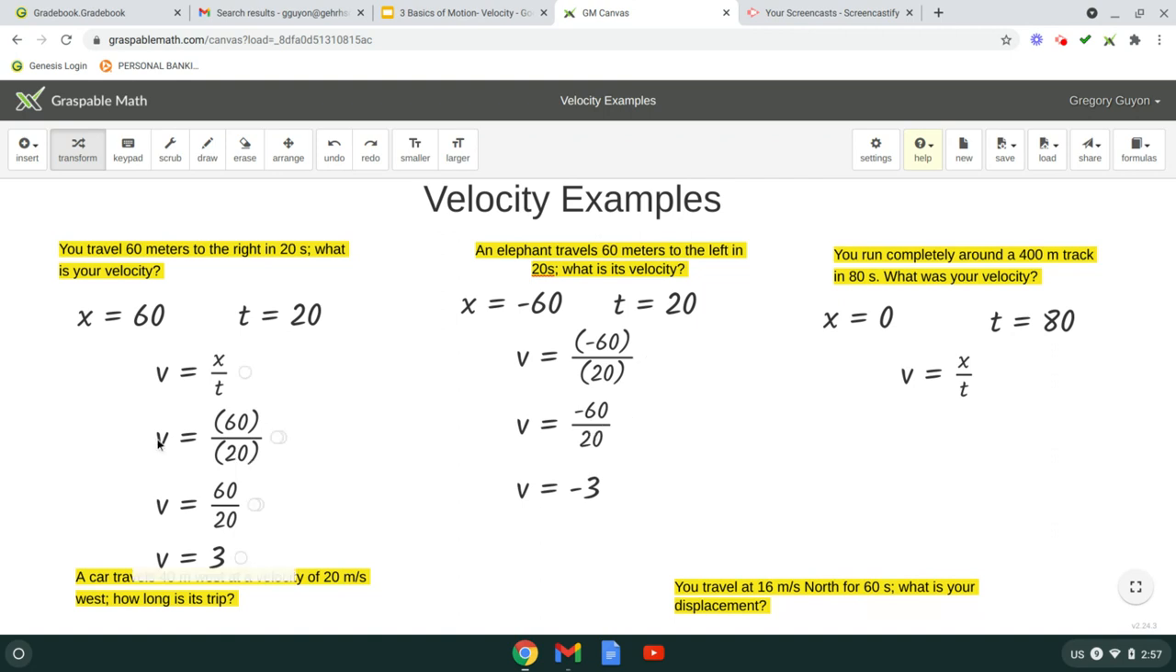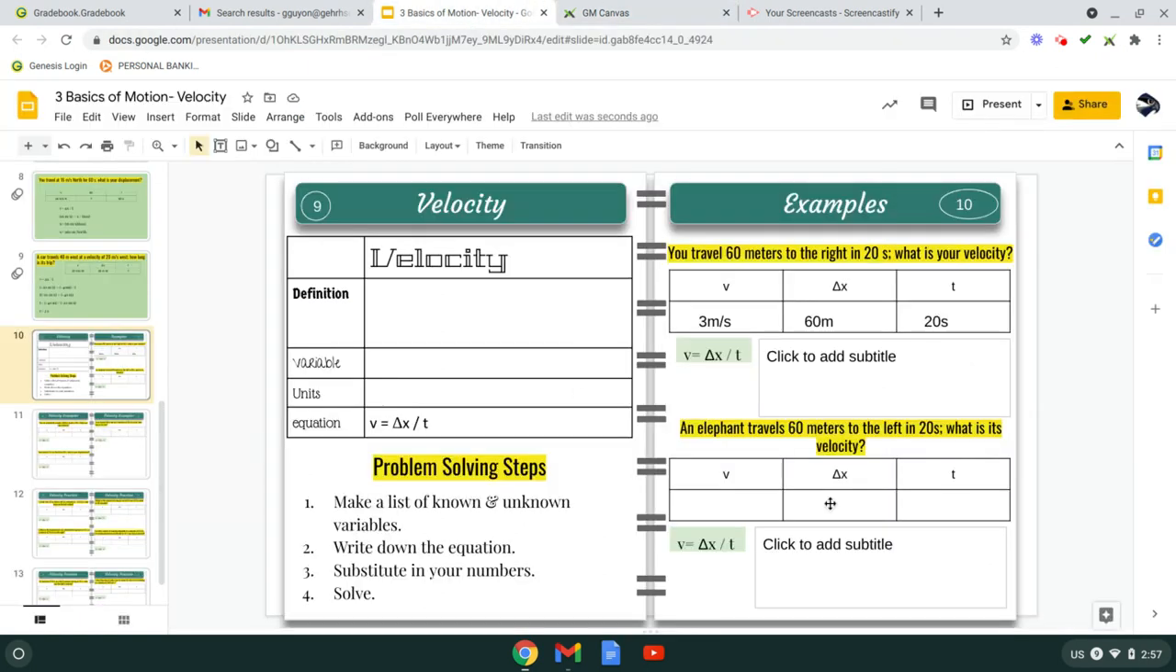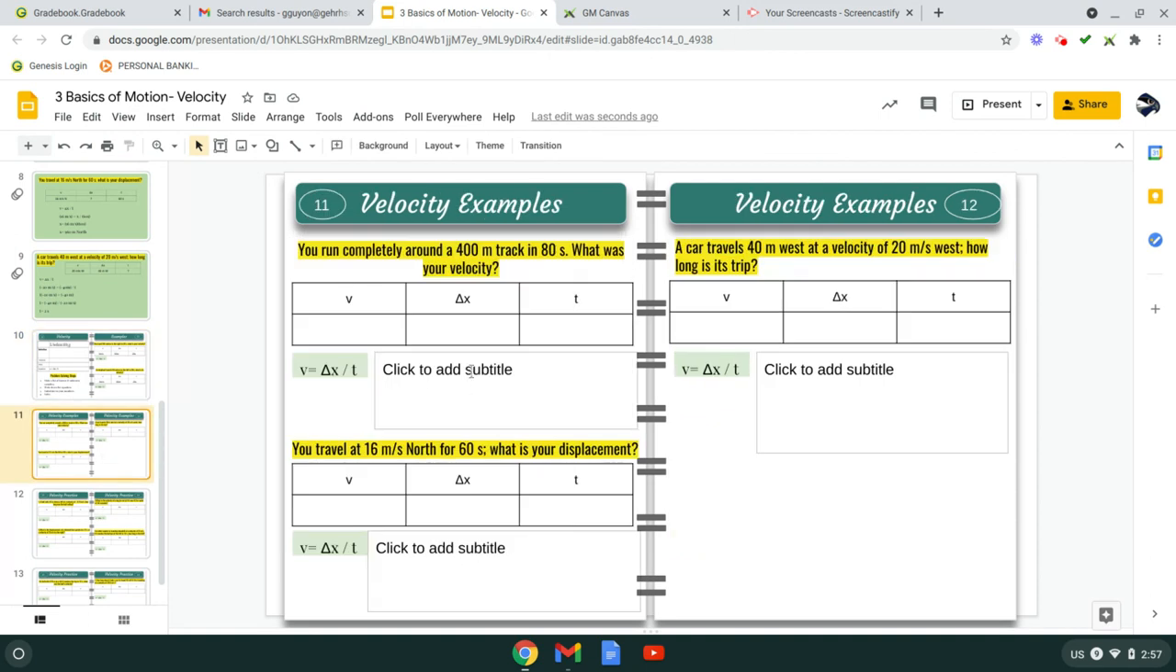Similar problem to the one before, only now because the direction was negative, it gave us a negative velocity as well. So I can go back and plug in my information here. This was negative 60 meters. The time was 20 seconds. And the velocity is negative 3 meters per second. Okay, and now to the third example.